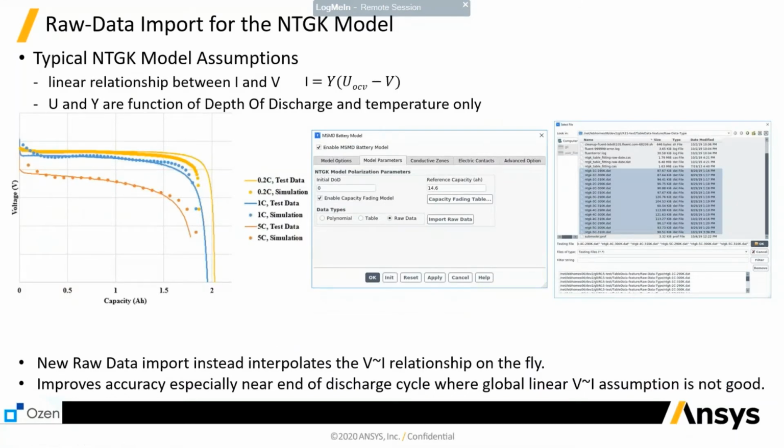The other thing is that in the typical previous versions of the NTGK model, they were assuming a linear relationship between the current and the voltage. But if you look more in depth into the test data for different batteries, you can see it also depends on the discharge and temperature. So those two raw data could now be directly imported into the NTGK model, as you see here. You just push this button that says import raw data and put those values there, and internally it would automatically interpolate and put those accurate interpolation functions inside the model for you.